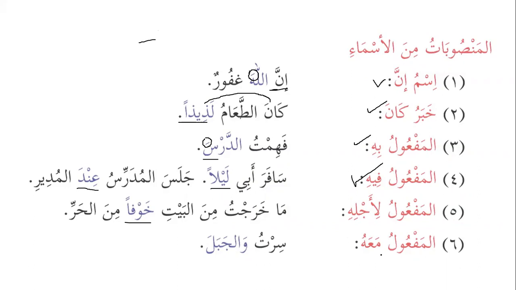Similarly, al-maf'ulu ma'ahu. Ma'ahu means with, as we know, ma'a. And it always comes with waw. And this is called waw al-ma'iyyah, meaning the waw that gives the sense of being together. Sirtu wal-jabala. So after waw, when you see that the noun is mansub, that means this is maf'ul ma'ahu. After waw, normally the noun is marfu', or it can be majrur, but normally it's not mansub. Or if it is mansub, it is for a reason.